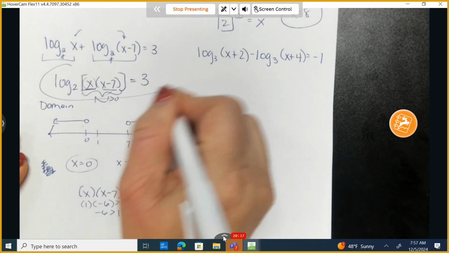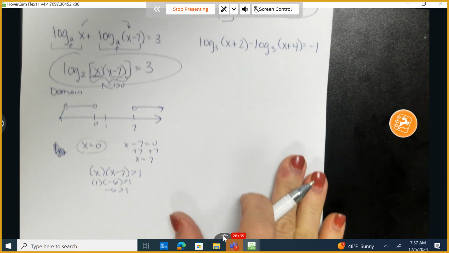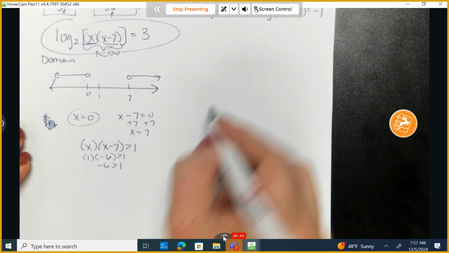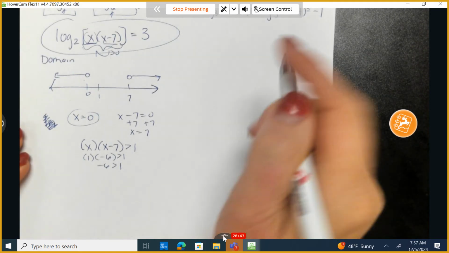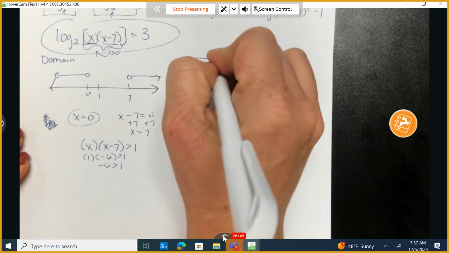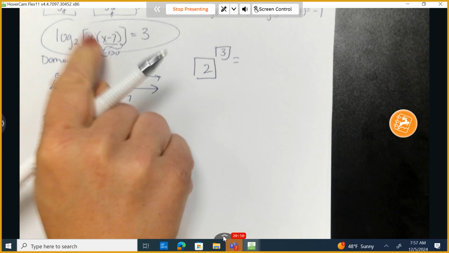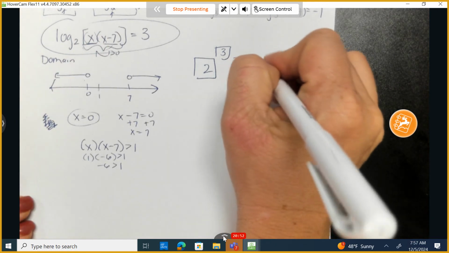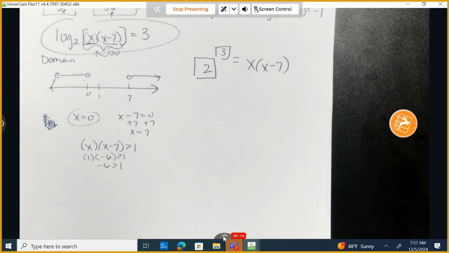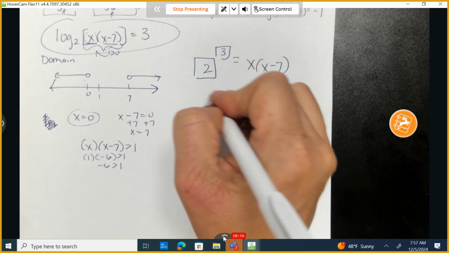Now it's time for us to go ahead and solve this. So I'm going to go back and use the space over here, and we'll redo this next problem later. I'm going to have 2, that's my base. I'm going to raise it to the value on the opposite side, which is 3, and I'm going to set it equal to this quantity, which is x times x minus 7. 2 to the third means 2 times 2 times 2, that's 8.